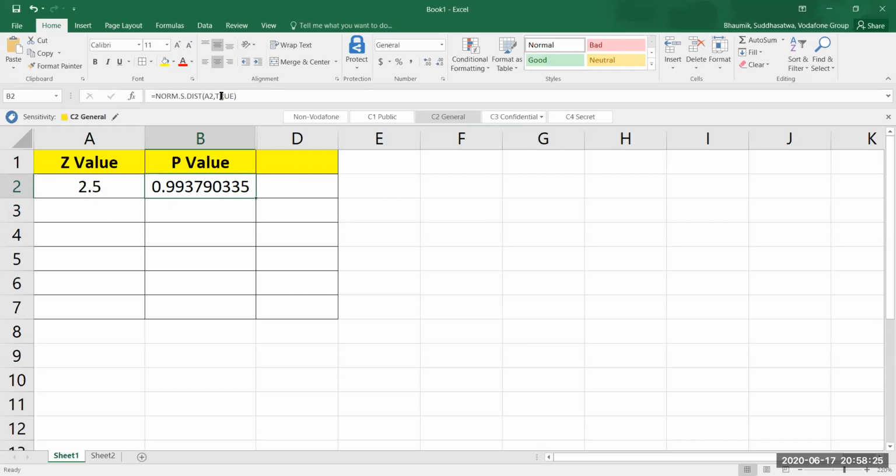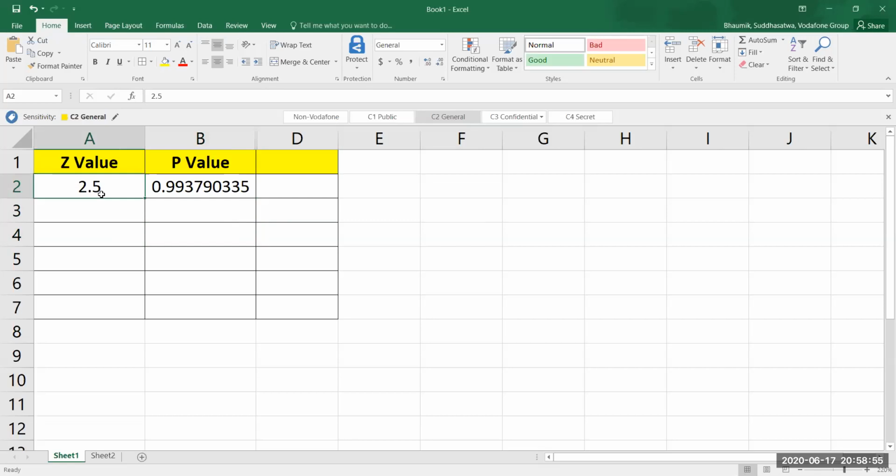Okay, let me just see if I have done this calculation properly. Give me 1 minute. Let me just see. Where is my, just a moment. Oh, yes, of course.